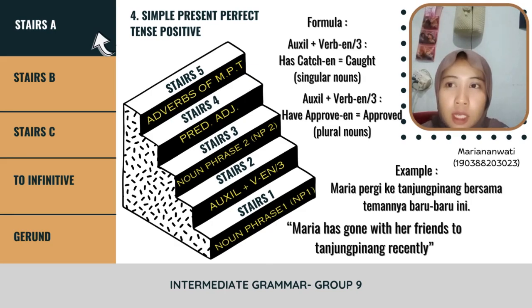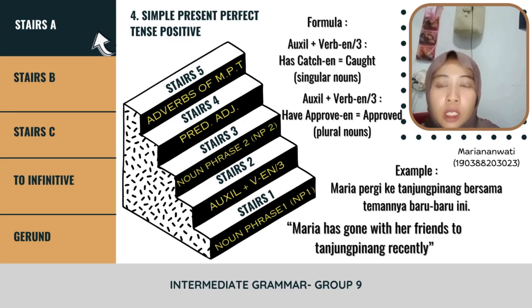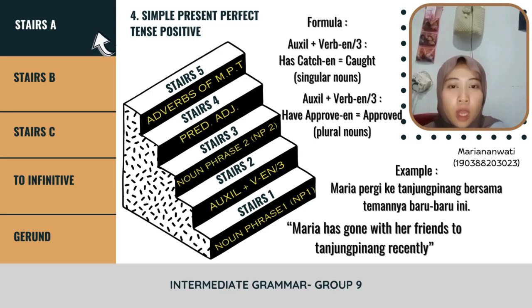So the next is simple present perfect tense. Simple present perfect tense is talk about actions that are already done or complete when we are speaking about them. There have a 5 stairs. The stairs 1 is number 1.